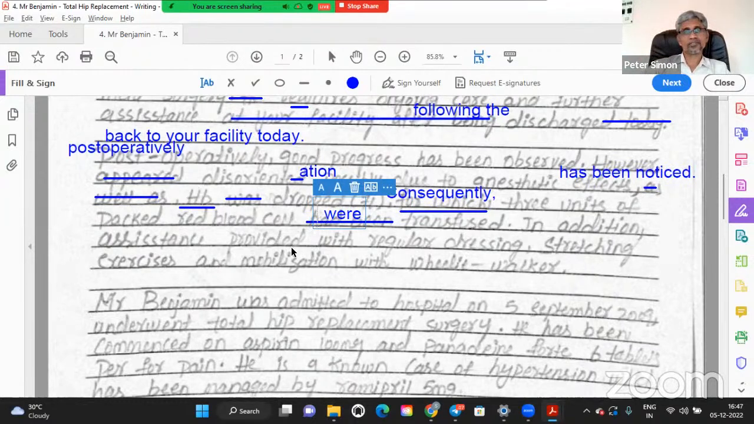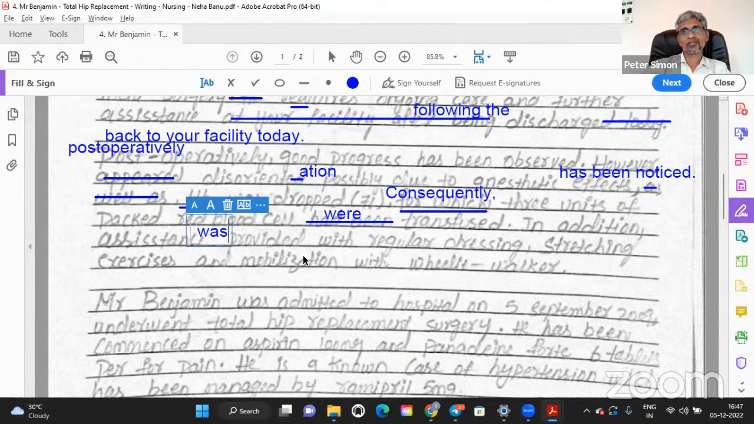In addition, assistance provided with regular dressing. Assistance was provided by someone. Here you have to write was. Assistance was provided. Performing activities of daily living, such as regular dressing, stretching exercise, mobilization with weekly workout. What is this? Assistance was provided with regard to regular dressing. Okay, that's finished.